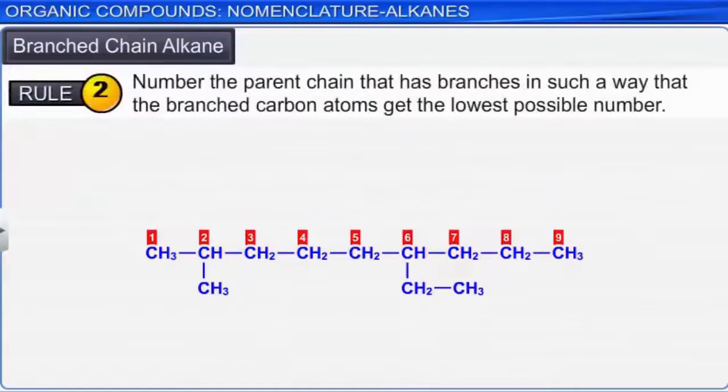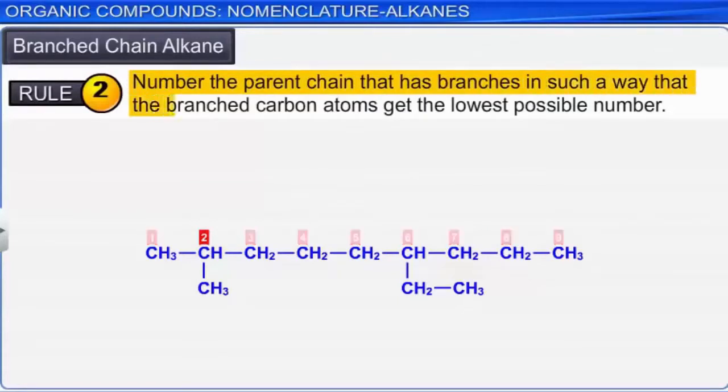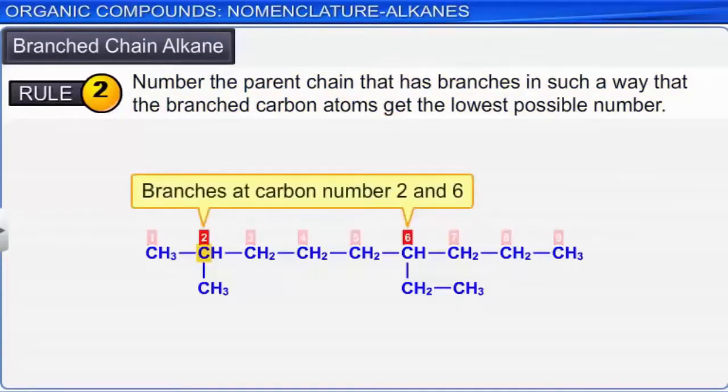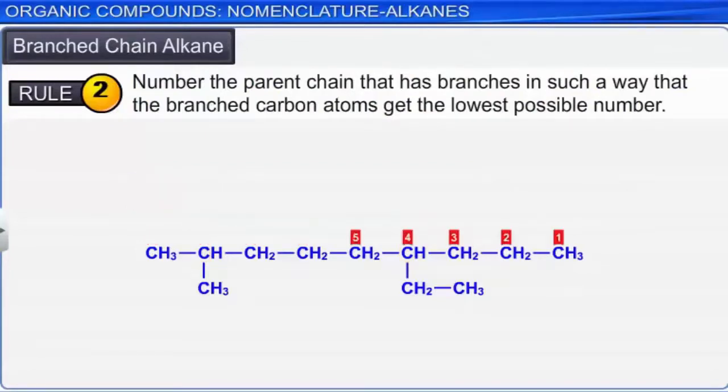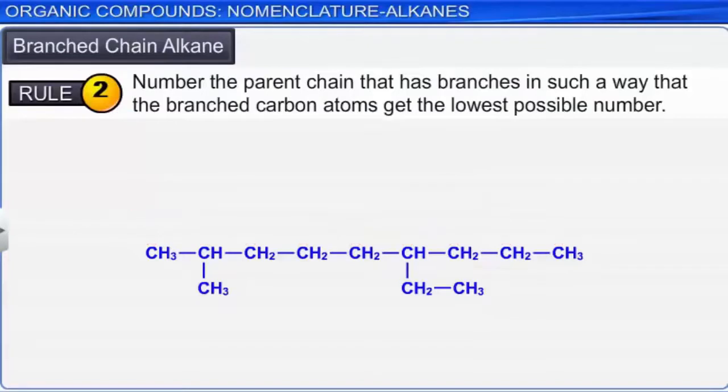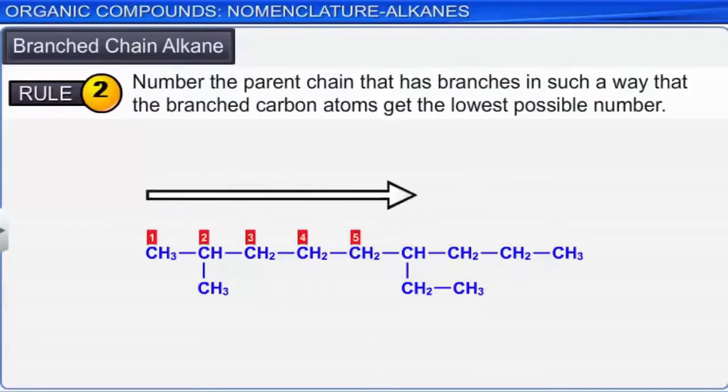Rule 2. Number the parent chain that has branches. The numbering of the chain is done in such a way that the branched carbon atoms get the lowest possible numbers. If we number the chain from left to right, then the branches are located at carbons 2 and 6. And if we number the chain from right to left, then the branches are located at carbons 4 and 8. As per rule 2, the numbering should be done from left to right.